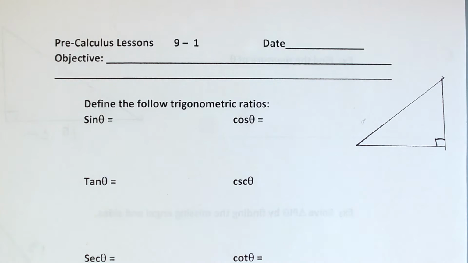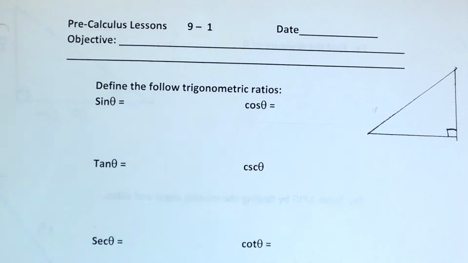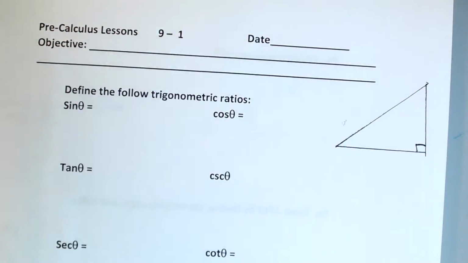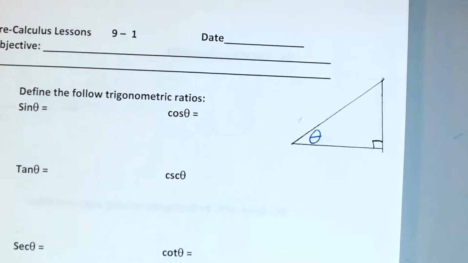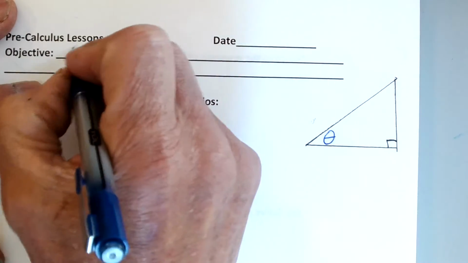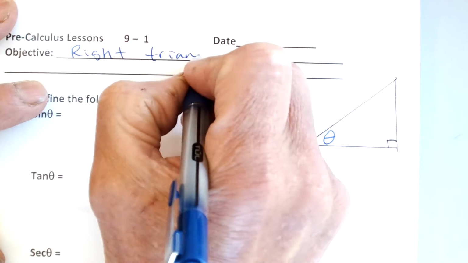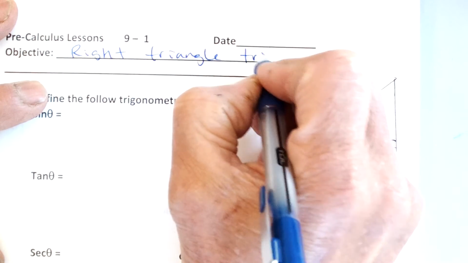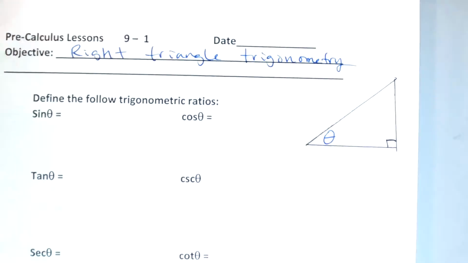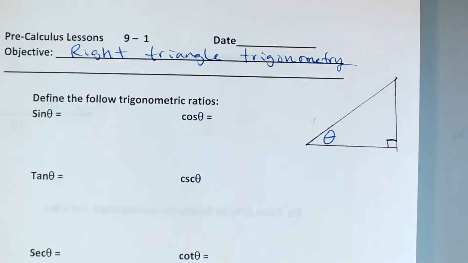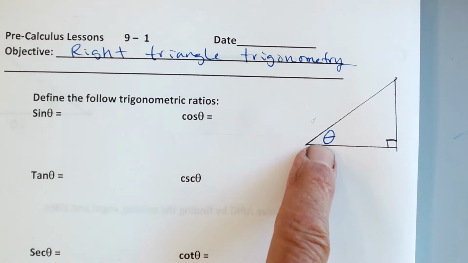Okay, right triangle trig. Real quickly, everything starts from the angle. Let me put a theta as our symbol for angle. Today we're talking about right triangle trigonometry. Everything starts from the angle, period. So you go to the angle, and this theta is the symbol for angle, okay?